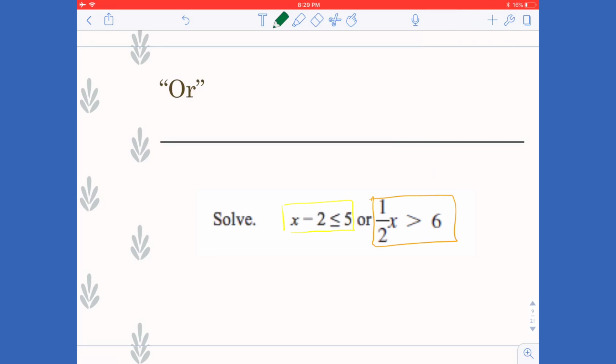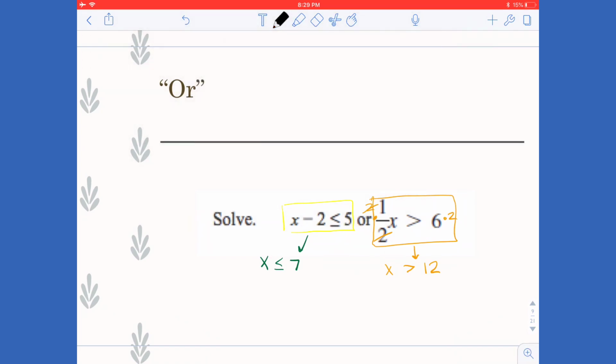So I'll use green for the first inequality. I'm going to add my 2 to the other side, and that was super easy to solve. I end up getting that x is less than or equal to 7. On this other inequality, I want to get rid of the fraction, so I'm going to begin by multiplying by 2 so that I'm left with just x, which means I need to multiply the other side by 2, and that leaves me with x is greater than 12.